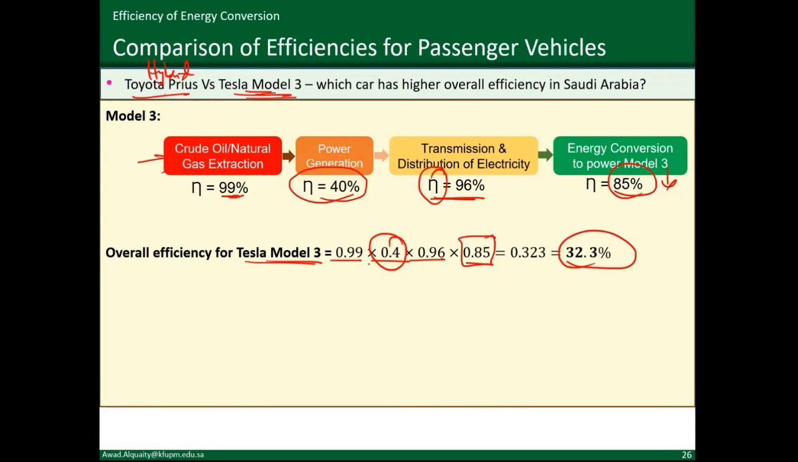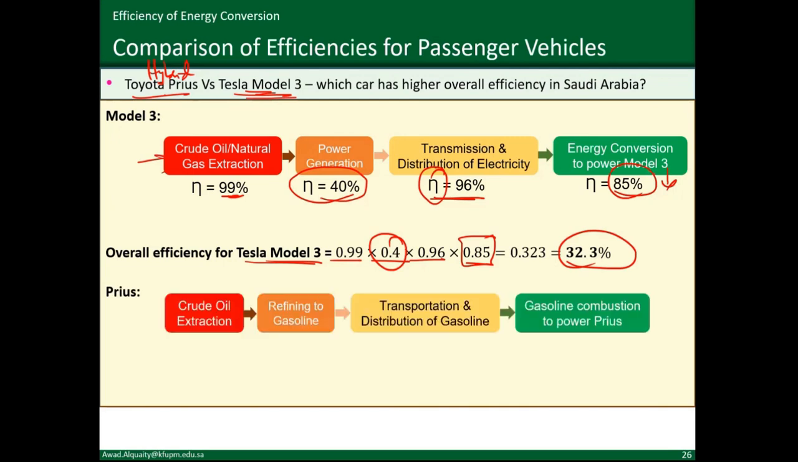Now, let's do the same thing for the Toyota Prius. Okay. Now, Prius takes in gasoline, right? So the process would look like: crude oil extraction, then refining to gasoline. And once it's refined in a refinery, it needs to be transported to your retail station, your Aramco or Aldrees retail station that you go and get your fuel from, or Petromin or whatever. And then the eventual conversion of the chemical energy in the gasoline to the mechanical energy to move the Prius around.